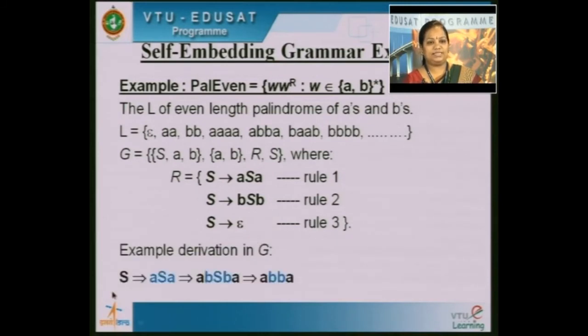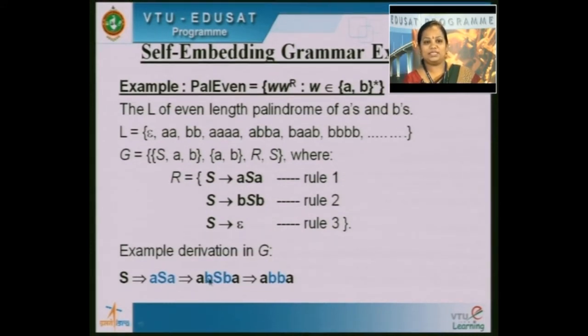Derivation, yes, by applying rule 1, we will have ASA, this A and A as it is. This S applying rule 2 is replaced by BSB, and by applying rule 3 as epsilon, we will get the string ABBA, which is a string which belongs to the language with even length palindrome of A's and B's.